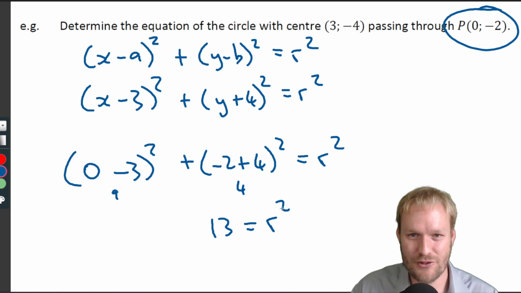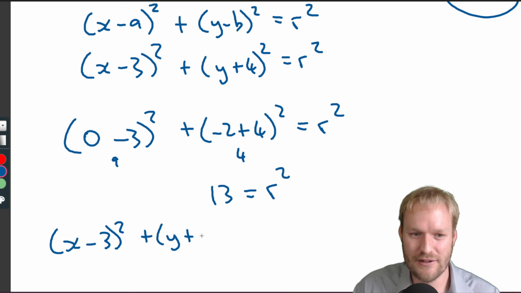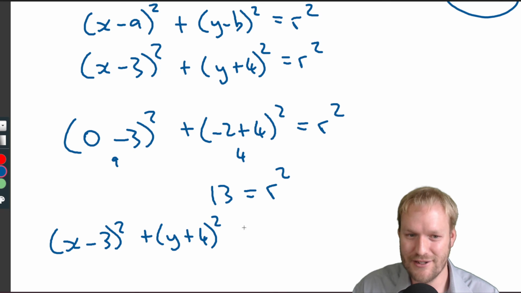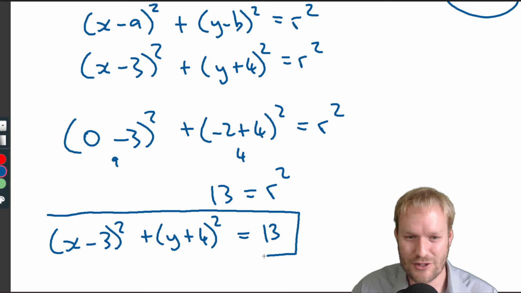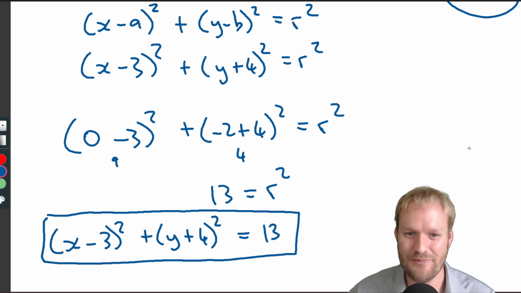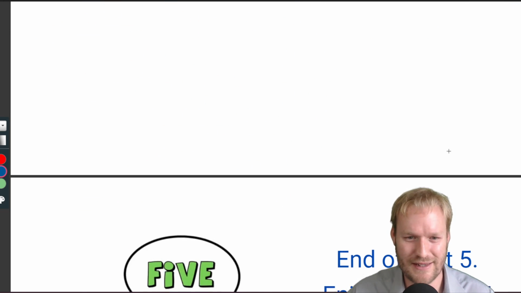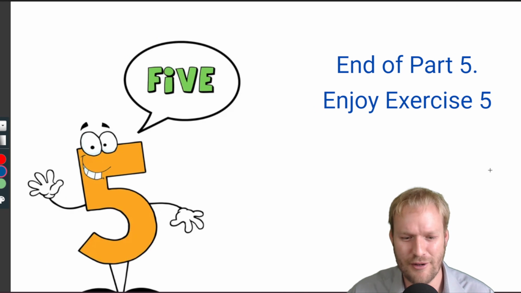13 equals r squared. It said determine the equation. So we know that we must have x minus a squared plus y minus b squared, so that was that minus 4 equals r squared. So that's why I didn't take the square root of each side, because I knew that the right hand side was r squared. Okay, and we're going to draw some nice circle there, but I think that's enough, and that's the end of part 5.